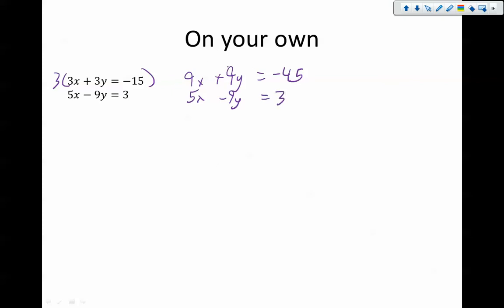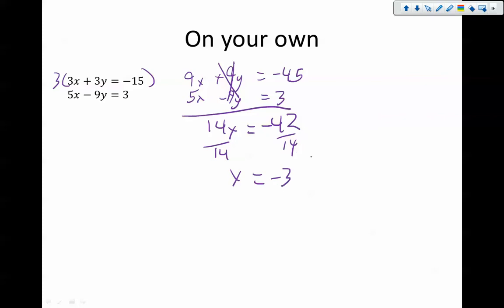Adding these together now, that becomes 0. So I'm left with 14x equals negative 42. Now I have an equation with one variable. I divide both sides by 14, and I get x equals negative 42 divided by 14. That looks like negative 3 to me. So that's half my answer.